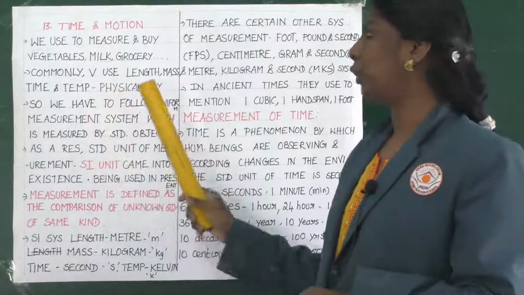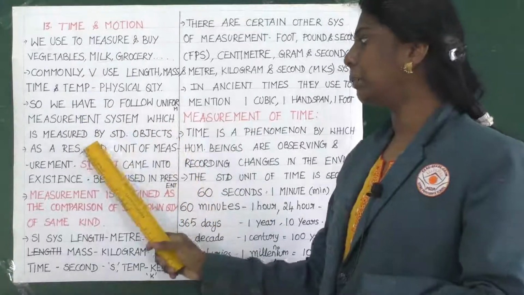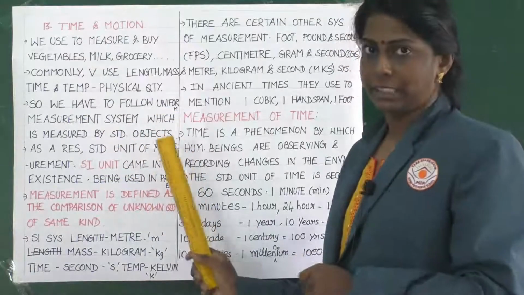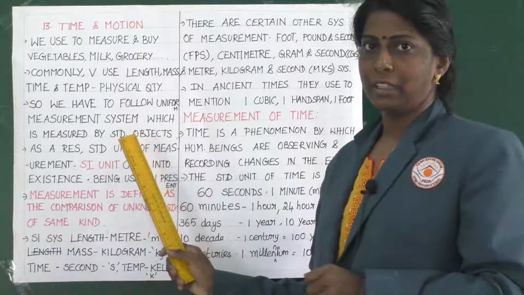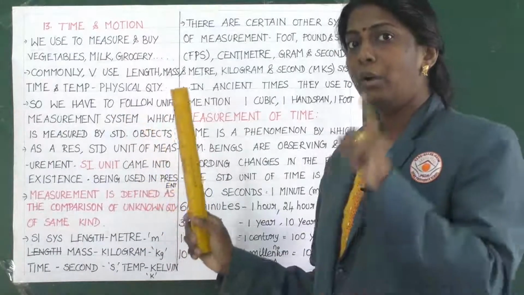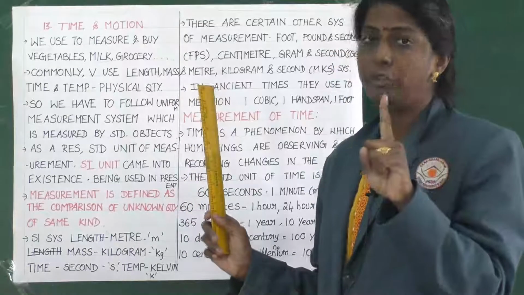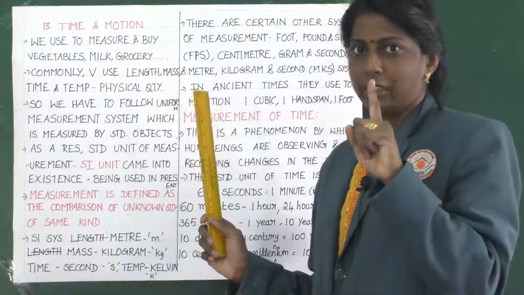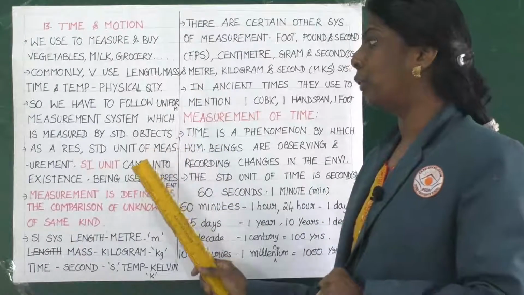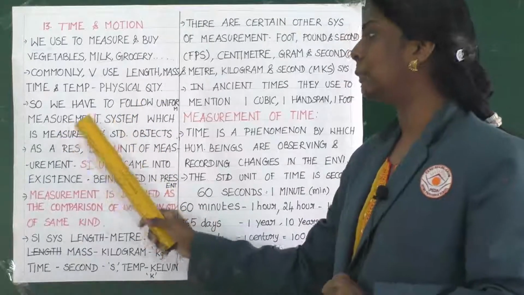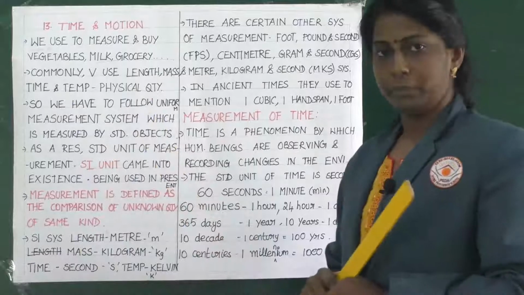So we have to follow a uniform measurement system which is measured by standard objects. If you are buying 1 liter of oil, it should be 1 liter uniformly, is it not? Wherever you are buying, it should be 1 liter. So we have to follow a uniform measurement system which is measured by standard objects.